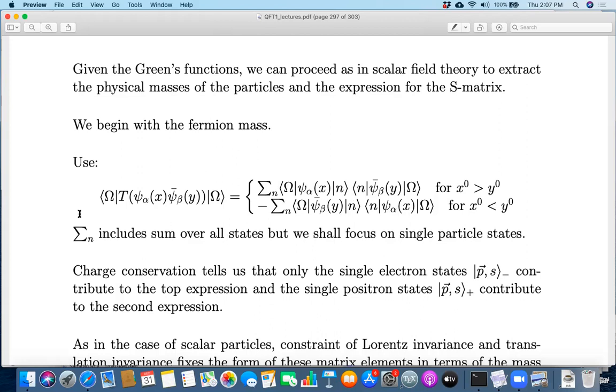So in general, of course, this sum will include all states, which include single particle as well as multi-particle states. But we will focus on single particle states, because as you saw, in order to extract the mass of the particle, for the scalar fields, for example, we focused on the contribution from the single particles. And then you saw that the single particles give poles in the propagator. So that told us how to identify the mass of the particle. Basically, you look for the propagator in momentum space and look for where the poles are. And we will do the same thing in this case.